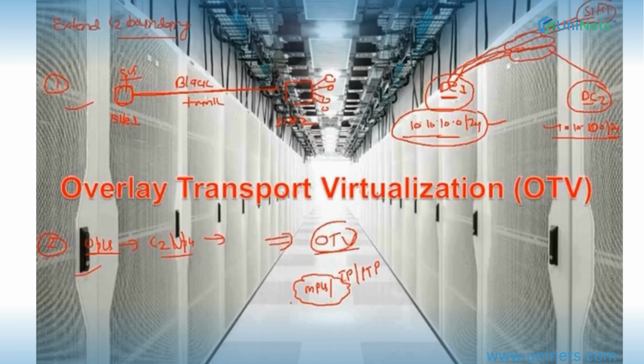Sir, in the production environment, like ISPs in India, are they using MPLS layer 2 VPN or layer 3 VPN? Here both are used, layer 2 also, layer 3 also, but mostly we are using layer 3 VPN. Okay, so the production environment mostly uses layer 3 VPN with the VRF.